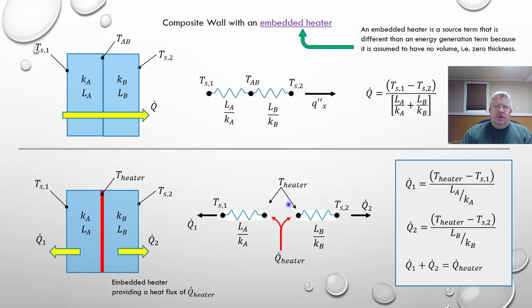In this case, we would have three equations. Q1, using Fourier's law, is the temperature of the heater minus TS1 divided by the thermal resistance of wall A. Then Q2, and again remember these should be little q dots because they're fluxes, would be the temperature of the heater minus TS2, the temperature difference between the heater and the right wall, divided by the thermal resistance. And the third equation for closure is that Q1 plus Q2, if it's in steady state, the heat leaving the walls must be equal to the input power of the heater itself.